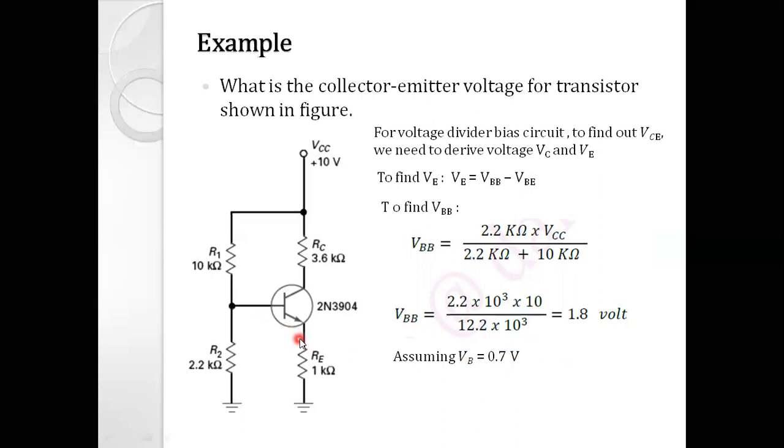That means the base emitter junction is in the forward bias condition. So the voltage drop across this forward biased junction is equal to 0.7. So we can assume that VBE is equal to 0.7. So we can substitute this VBB, that is 1.8, and VBE, which is 0.7. So we get VE is equal to 1.1 volt, right? So this is one of the parameters we are expected to find out.